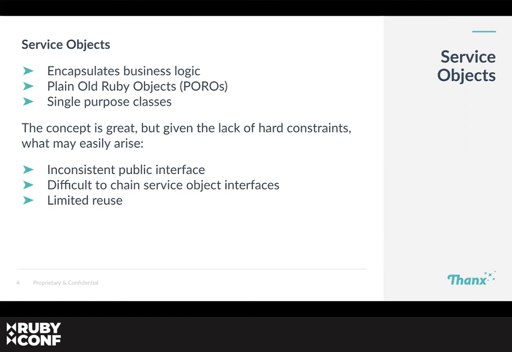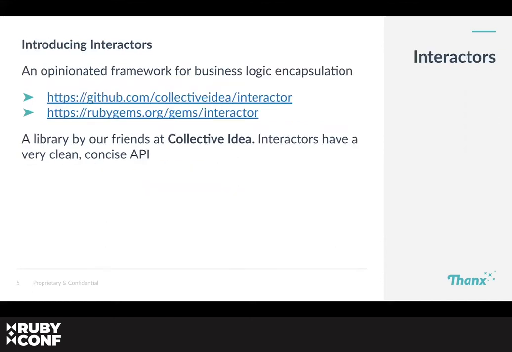One way to address this is a concept called interactors. It's an opinionated framework for business logic encapsulation. You can find this library at github.com/collectiveidea/interactor or on RubyGems as interactor. There's also a Rails plugin, interactor-rails. It's a library built by our friends at Collective Idea. These interactors effectively have the same intention as service objects, but they have a very clean and concise API that encourages reuse and encourages best practices.